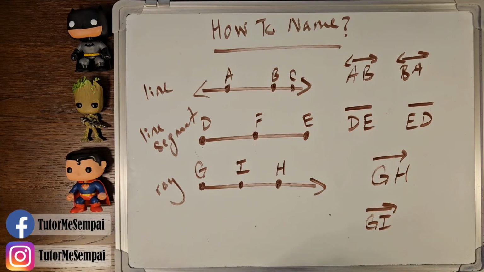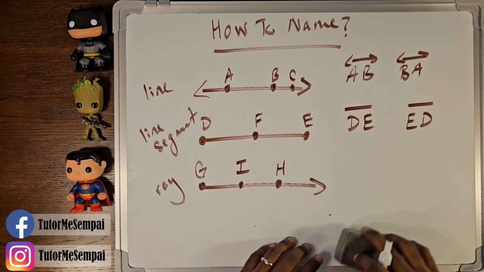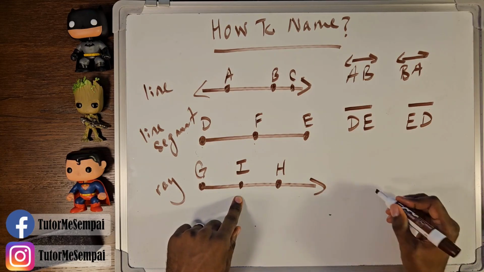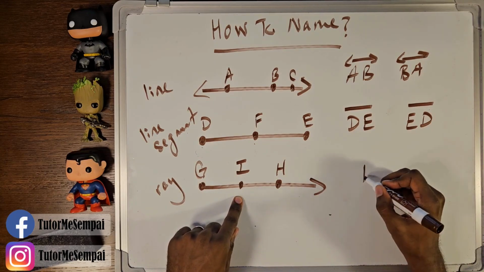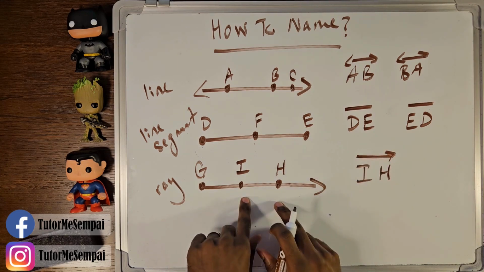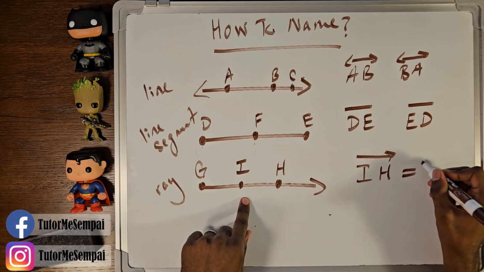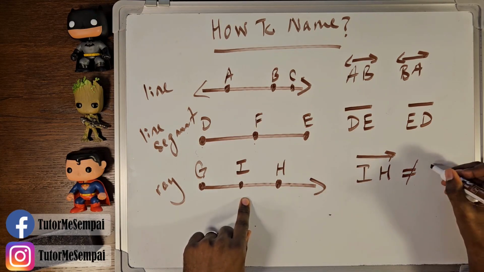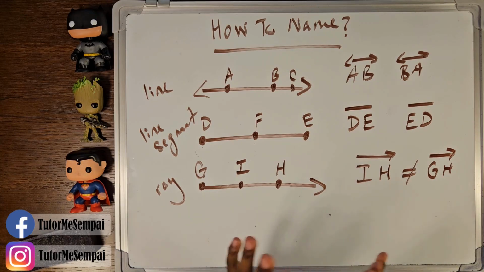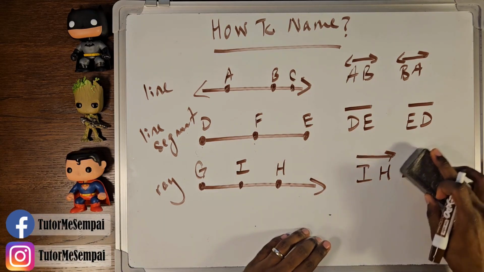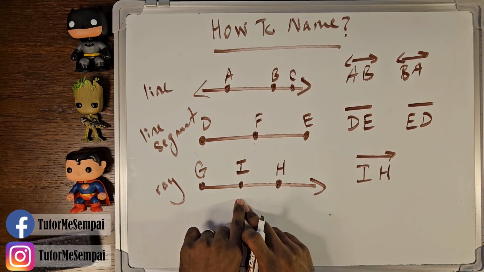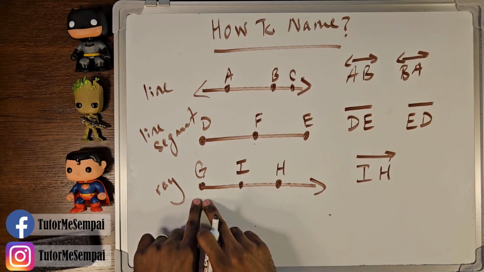However, you may notice that we have another ray here. We have the ray starting at I. So you can also have ray IH. This is a different ray. This is not the same as ray GH. They are different rays. They're not the same. This is starting at point I, and this one starts at point G.